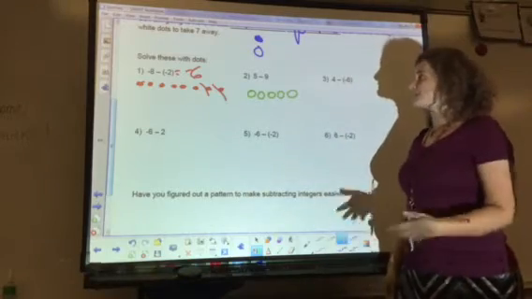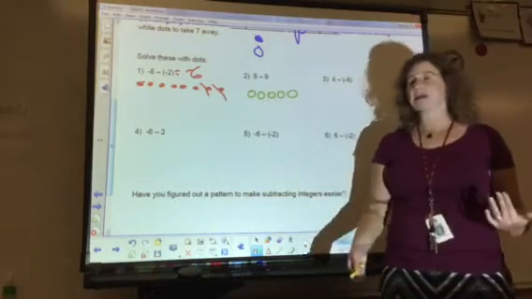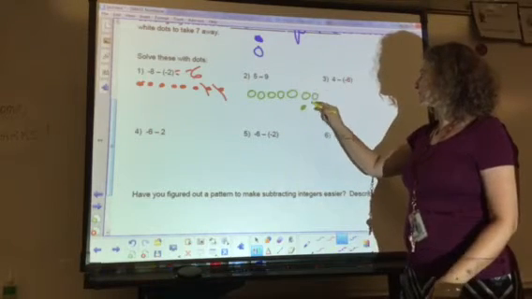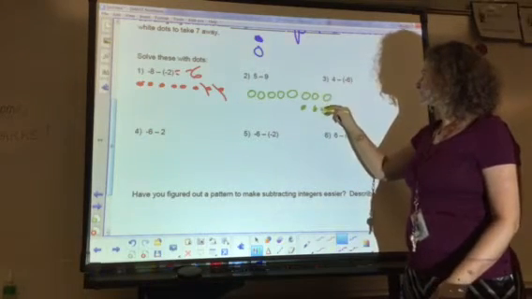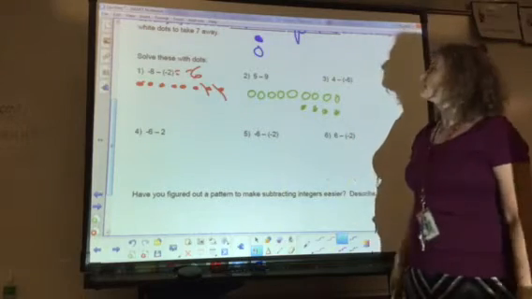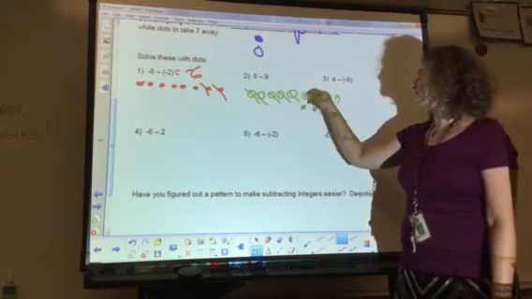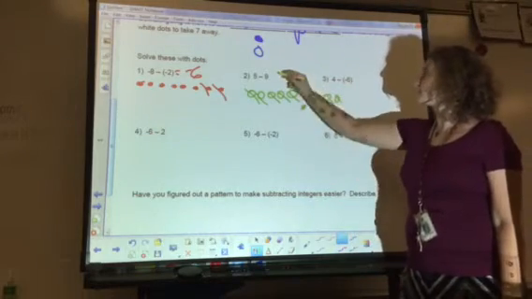So I need to add in enough 0 pairs that I end up with 9 positives. So I have 5 so far. 6, 7, 8, 9. Now I have enough positives to take away 9 positives. Gone, gone, gone, gone, gone, gone, gone. What's left? 4 negatives.